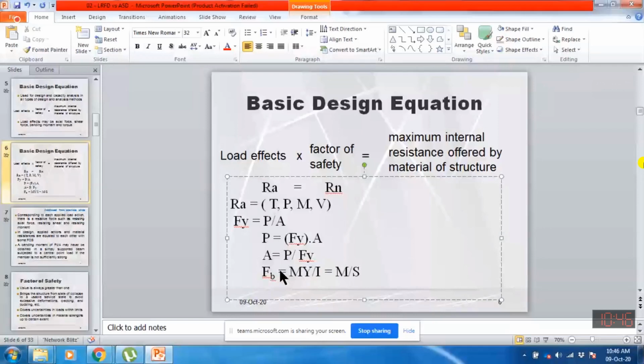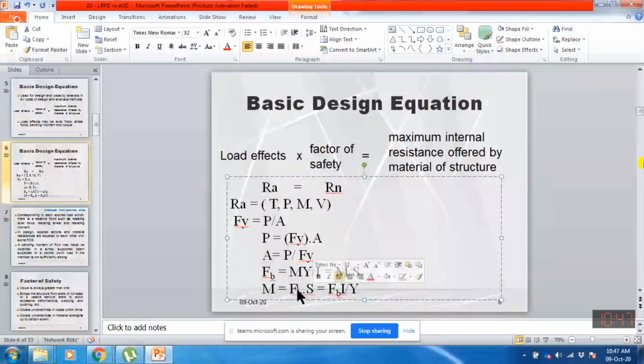Okay, from this equation, what is the load? Load is the moment. So I can write this equation as M is equal to FB into S, where S is equal to I over Y. So here, what I want to compare, this moment is the applied load effect, and it is being compared with the combined resistance offered by bending stress and geometric properties. So FB can be replaced with Fy.